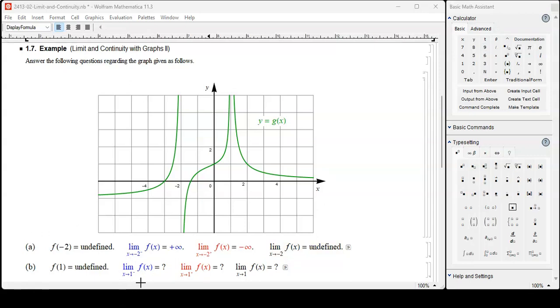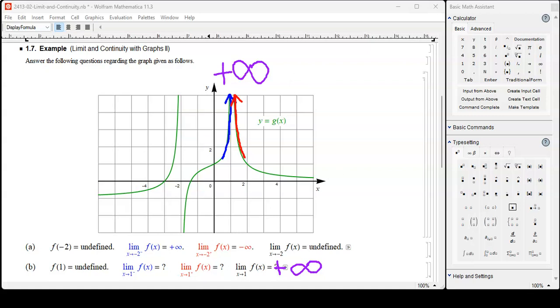So 1 minus, that's the left-hand side. So following the graph from the left-hand side, clearly going up. 1 plus. Following the graph from the right-hand side, that too goes up to positive infinity. So what can I say about this limit? That's positive infinity. Same infinities either way. Left-hand side, right-hand side, both are going up.